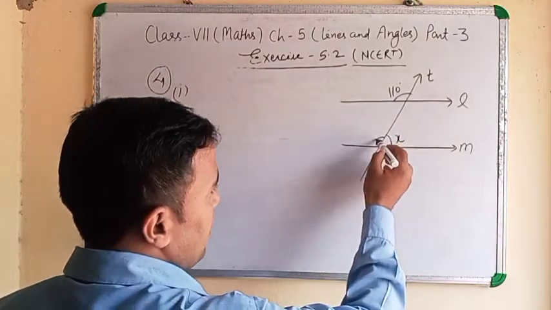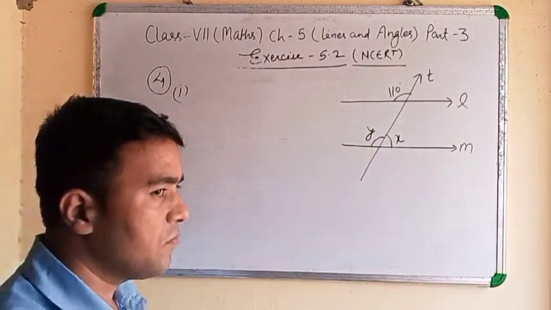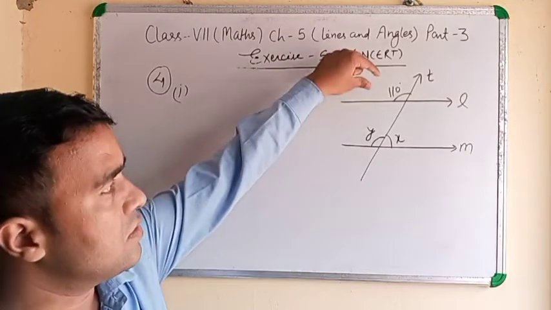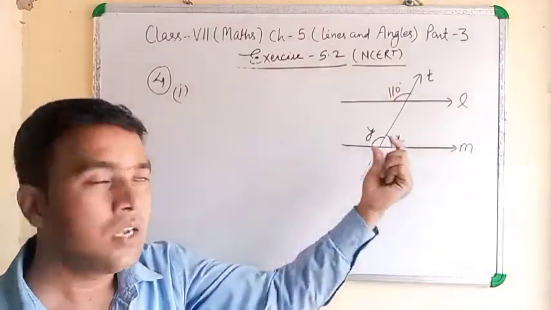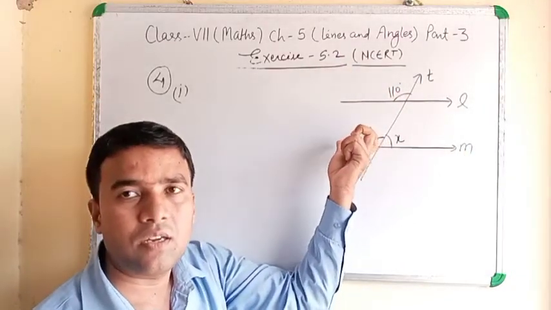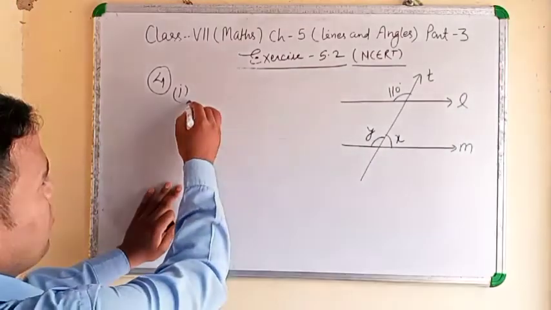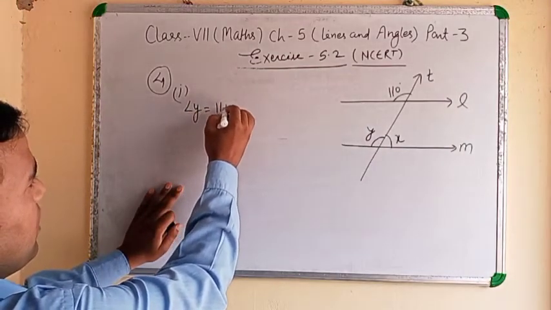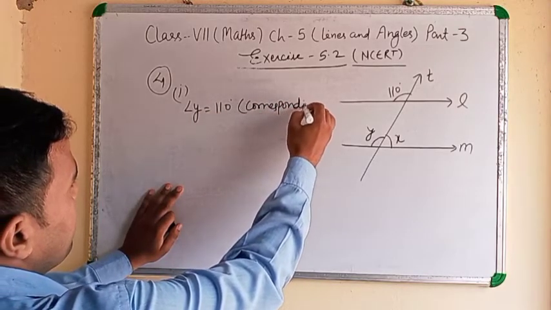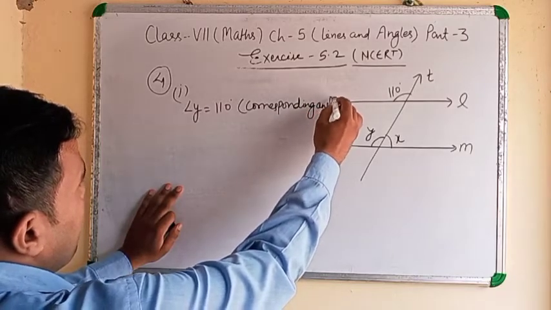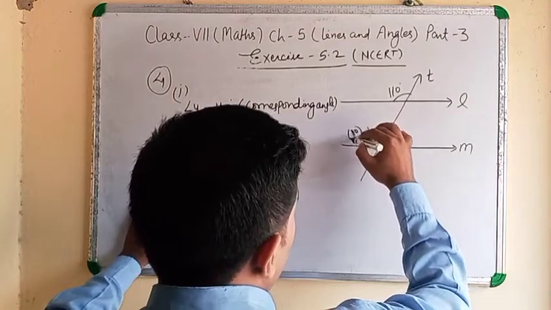This angle we will take Y. Let this angle be Y. Clear? This angle is given 110. Asking this angle, find the value of x. But this angle we are taking, let the angle be Y. Angle Y equal to 110 by corresponding angle. Clear? Means Y equal to 110.